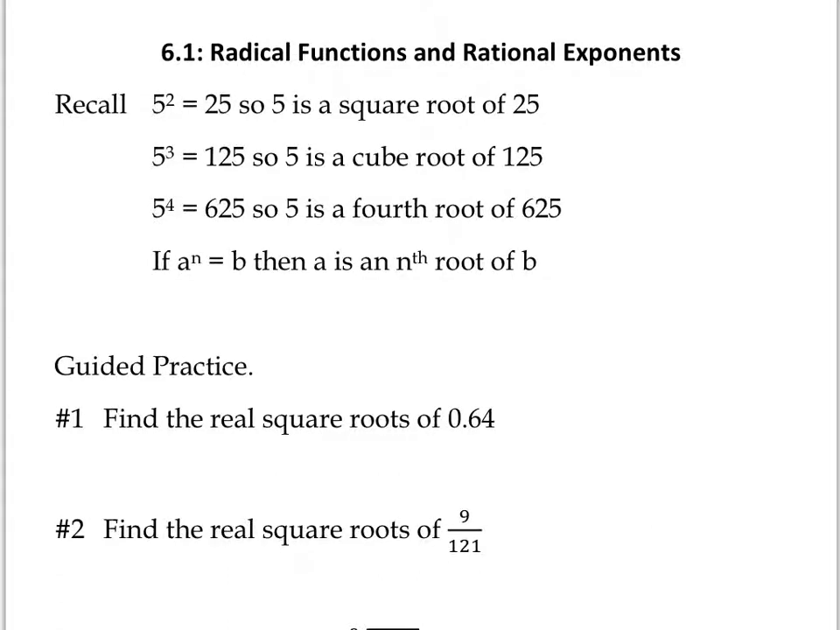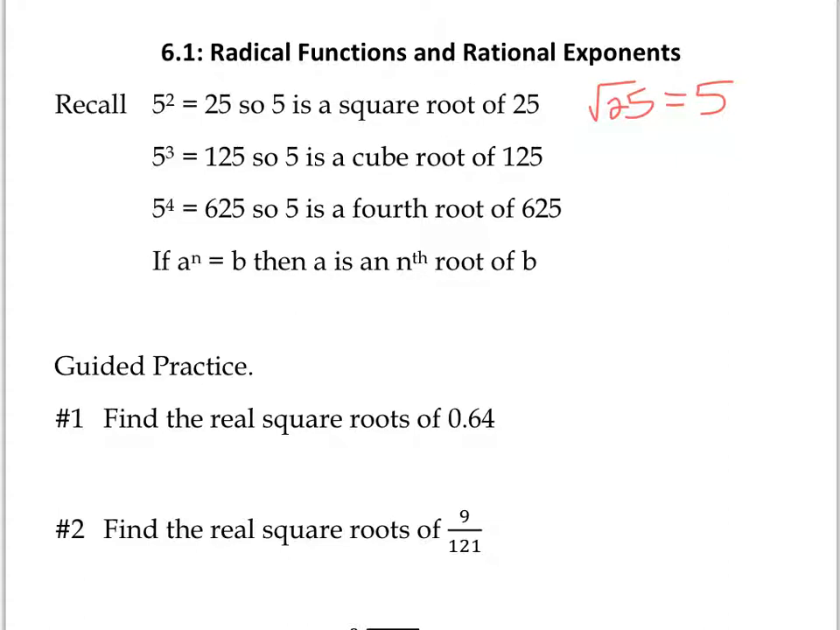In this lesson, we're going to look at radical functions and roots that are not square roots. That's why we call it a radical sign, not necessarily a square root sign, because there are other roots other than a square root. If you recall how we know what a square root of a number is, we see here 5 squared is 25. So 5 is the square root of 25. We would write that out as the square root of 25 equals 5.